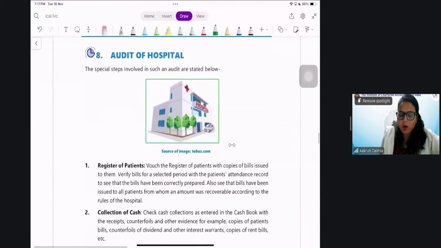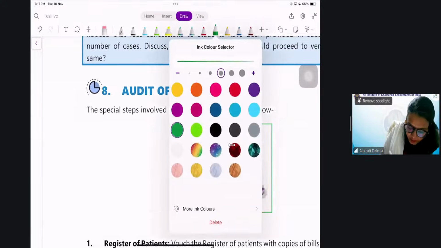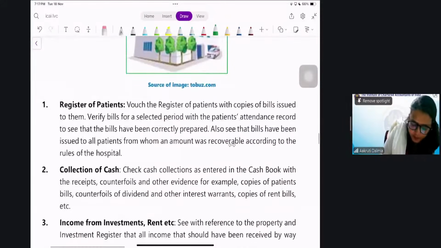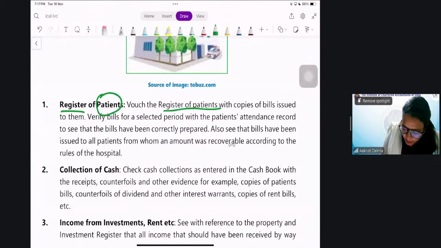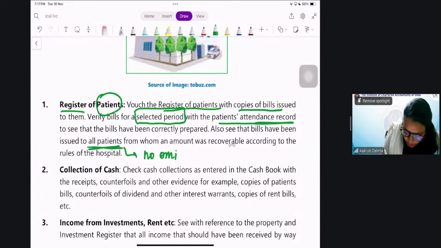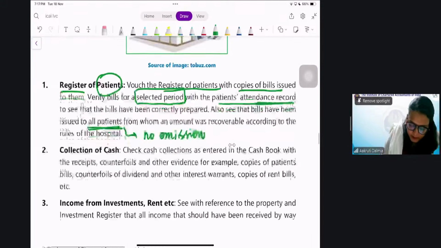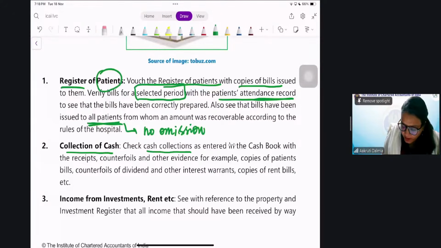All these hospital audit, they are very specific questions in exam, very legendary classic questions. You'll find lot many times they have been asked. So audit of hospital. Let's go to the special steps as usual. Again, everywhere we are doing the real SIP formula, SIP real, okay? So first we check patients. What do we check? Register of patients with copies of bill. We can see bills of some selected period with patients attendance record and see that bills are correctly prepared. Also see that bills have been issued to all patients. Means what does it mean? No omission. Check there is no omission. From whom an amount was recoverable according to the rules of the hospital. Next, collection of cash. Check cash collection as entered in cash book with receipts, counterfoils, other evidence, etc.